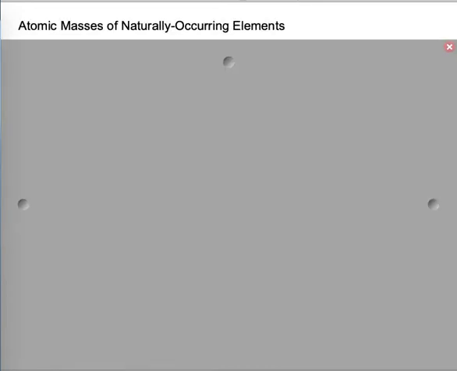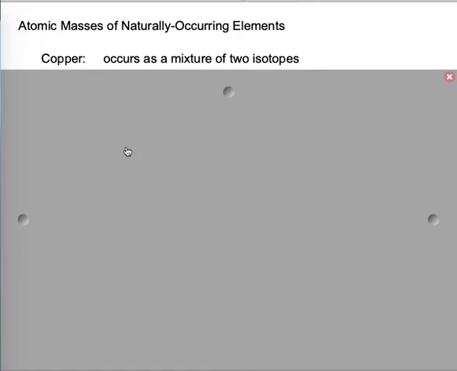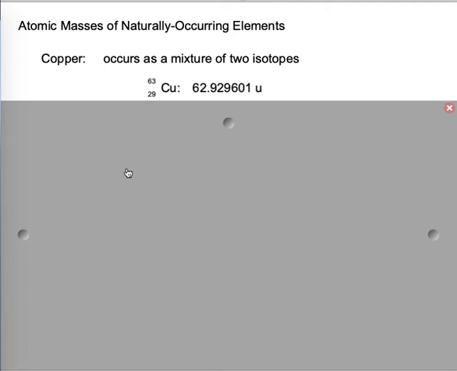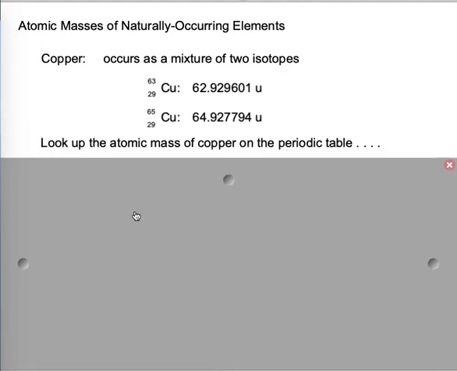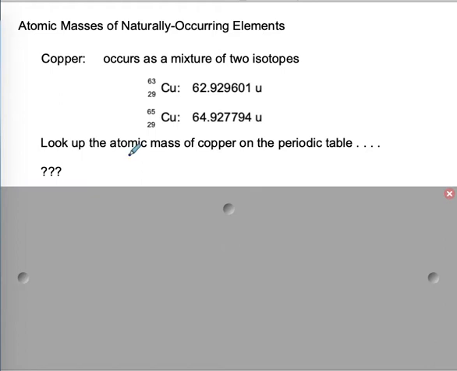Now, let's talk about the atomic masses of elements that occur naturally. Copper occurs as a mixture of 2 isotopes. Copper-63 has an atomic mass there of 62.929601, very close to 63 as we would predict. And copper-65, the other naturally occurring isotope, has a relative atomic mass of 64.9277794 U. But if I look up the number on the periodic table in the bottom of the box, what I see is 63.546, which is neither of those two. And it's not halfway between 63 and 65 either. It's a little bit closer to 63 than 65.